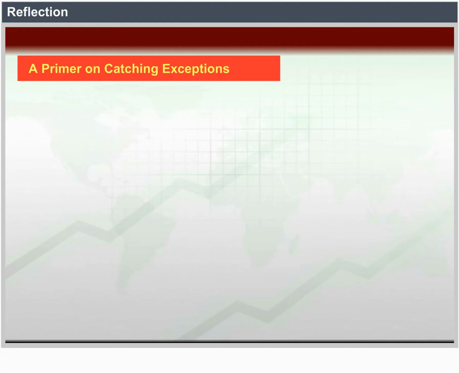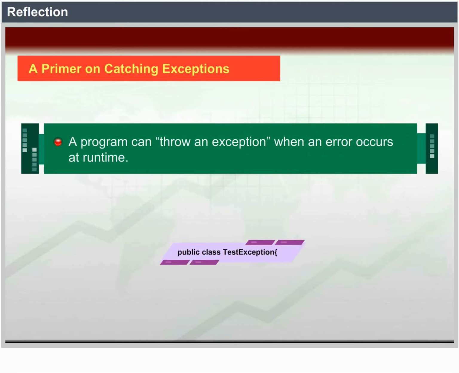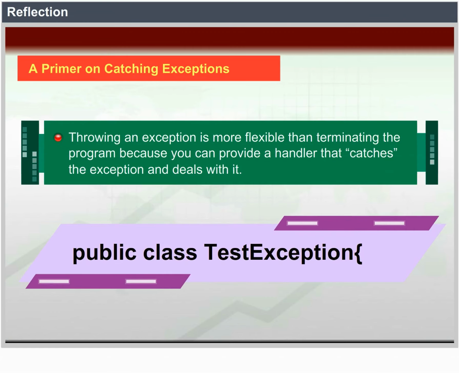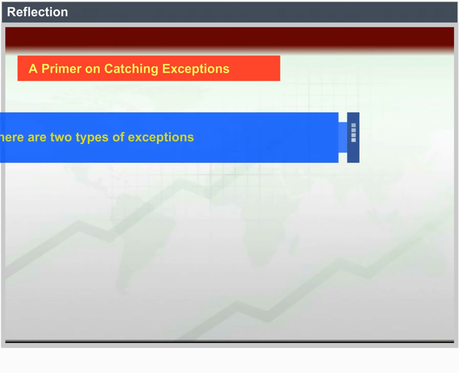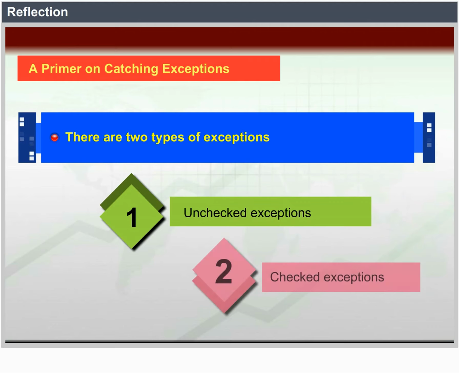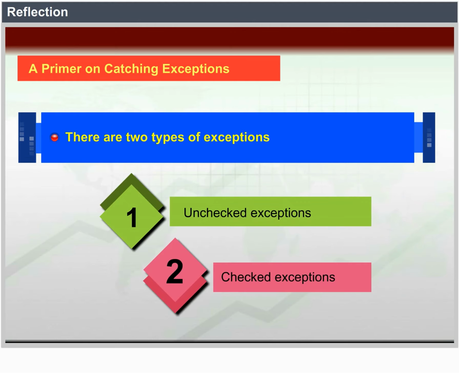A primer on catching exceptions. A program can throw an exception when an error occurs at runtime. Throwing an exception is more flexible than terminating the program because you can provide a handler that catches the exception and deals with it. There are two types of exceptions: unchecked exceptions and checked exceptions.